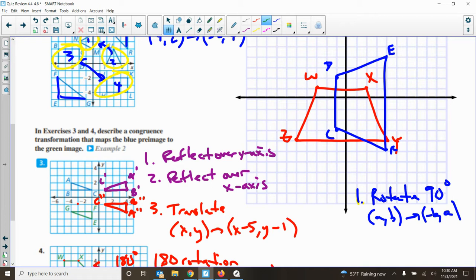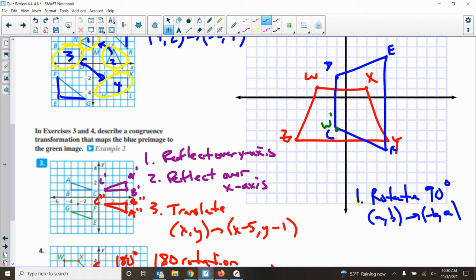W is at (-3, 1). So I flip-flop, and it's going to be at (-1, -3). This is going to be W prime. Well, that lands on C. That's good. Z is at (-5, -4).